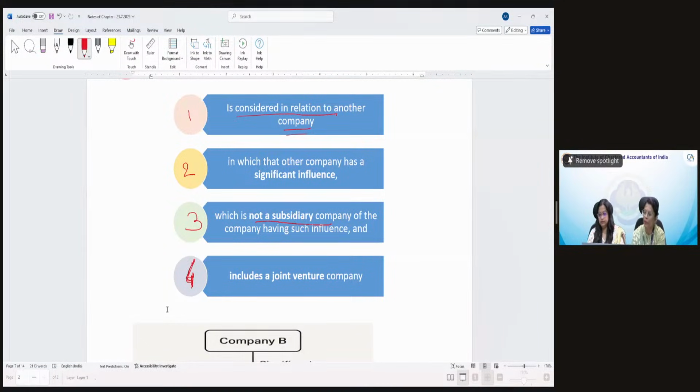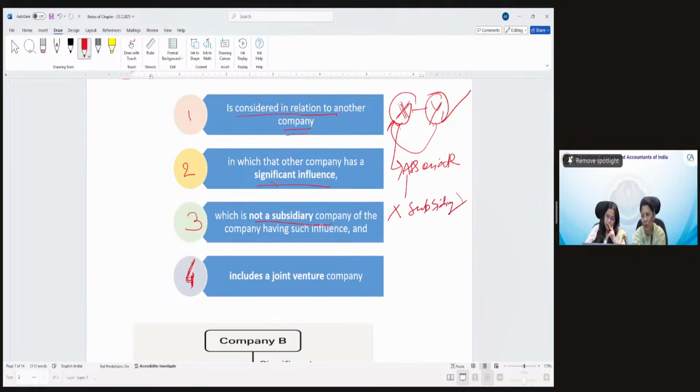You could see a simple thing. There are two companies. Suppose I'm talking about the X company, and it is to be considered in relation to another company. Suppose this is another company. Now it says that this other company shall be having a significant influence in this X company. So here this company will be termed as associate company. But in order to know what is a significant influence, you need to go into the explanation given over there. And this associate company shall not be a subsidiary company. Remember this.